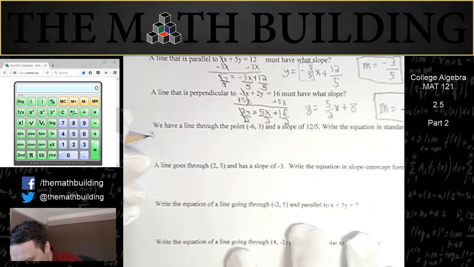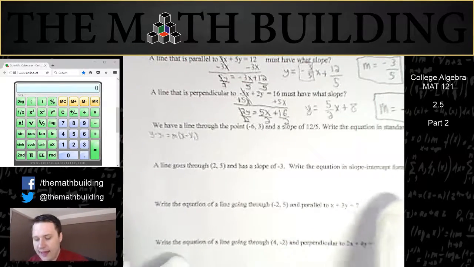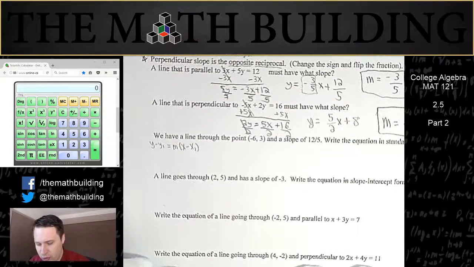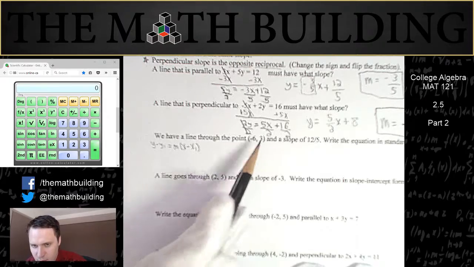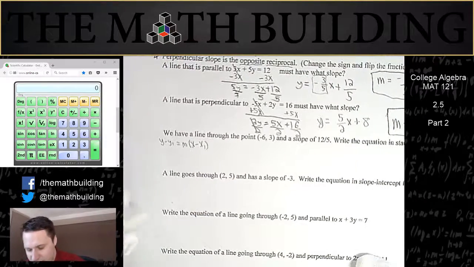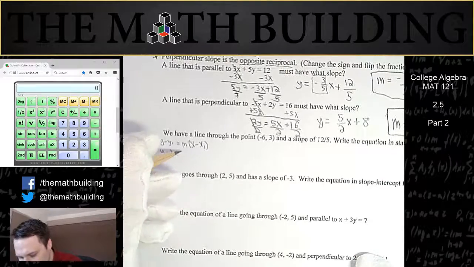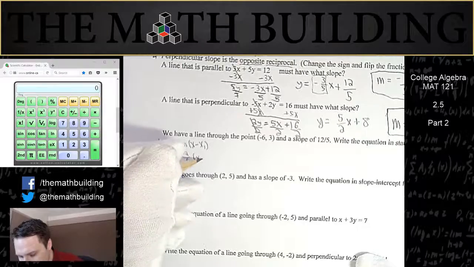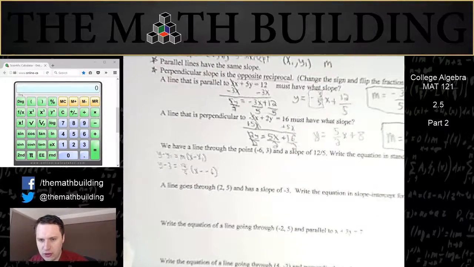I remember big Y minus little y is equal to m times big X minus little x. And we're just going to plug in these things, and they want it in standard form, so we'll have to remember that. We're going to start by plugging in our point. Here's x and y. It's going to be y minus 3 is equal to our slope, 12 over 5, times x minus 6.